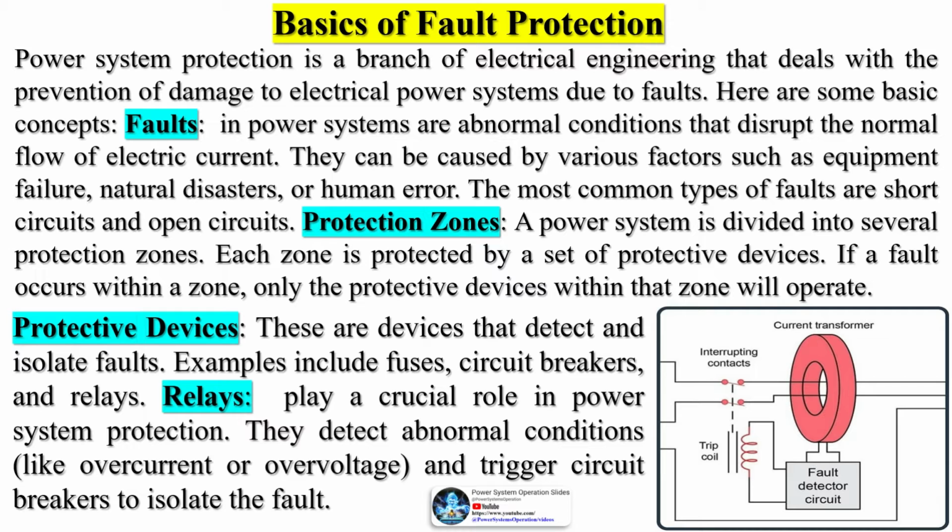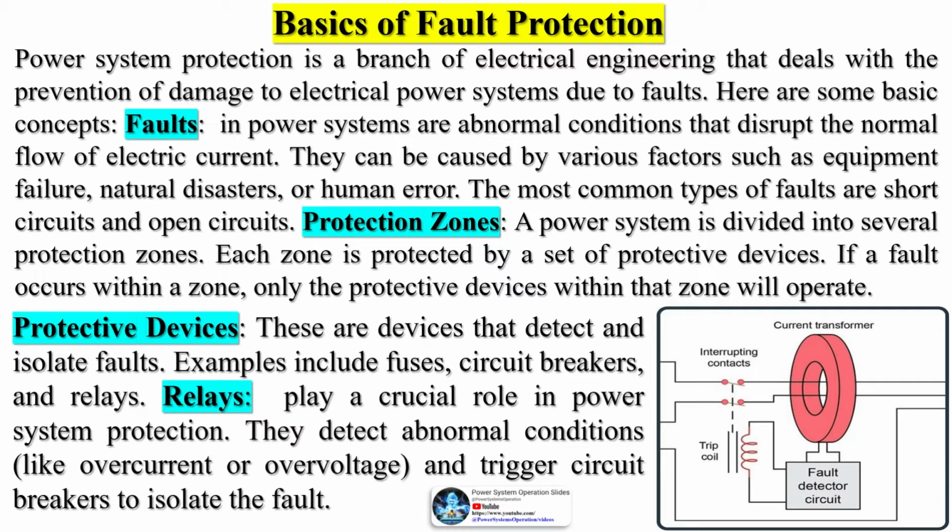Faults in power systems are abnormal conditions that disrupt the normal flow of electric current. They can be caused by various factors such as equipment failure, natural disasters, or human error. The most common types of faults are short circuits and open circuits.